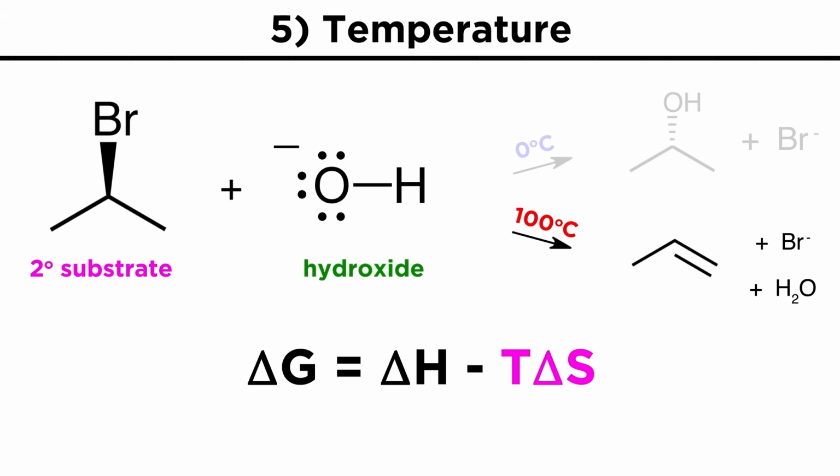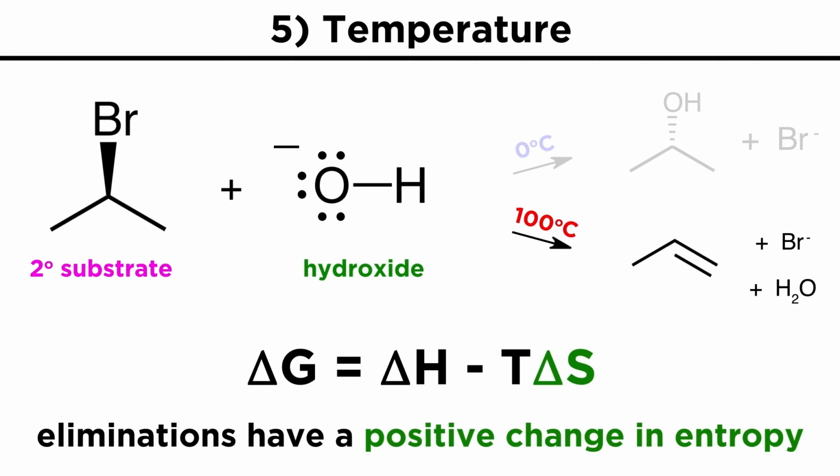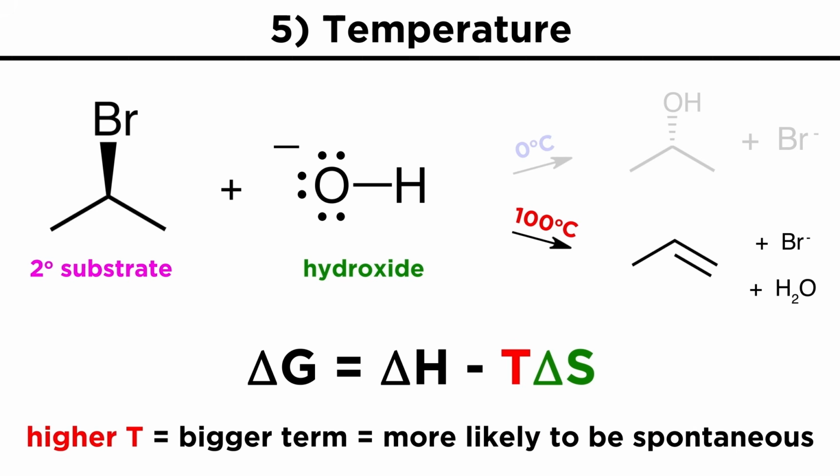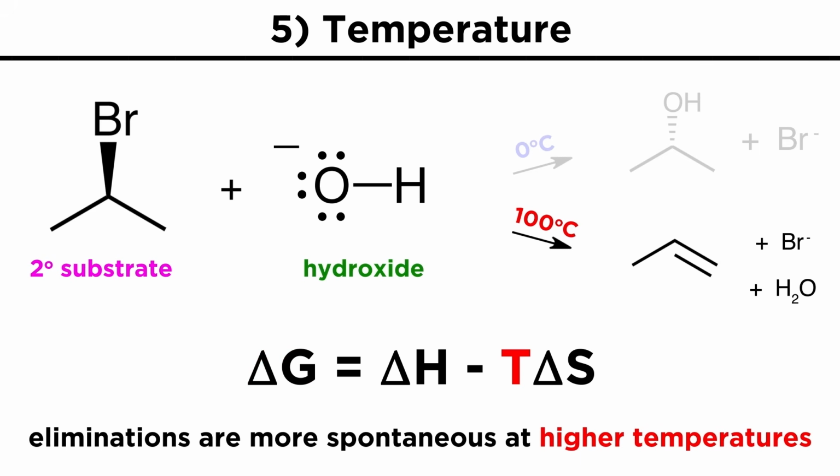Notice that the change in entropy is multiplied by temperature in this equation. This means that if we have an entropically favorable reaction, like an elimination, which means a positive delta S, the higher the temperature is, the more positive this term will become, and the more likely it is that delta G will be negative. So elimination reactions become more spontaneous at higher temperatures.